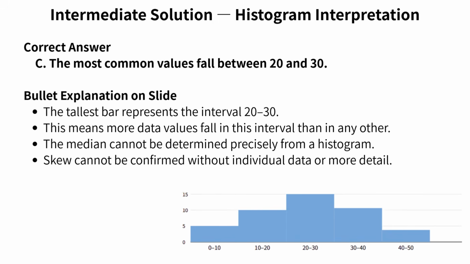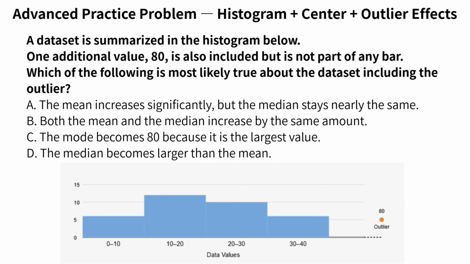Here is your advanced practice question. Study the histogram and consider how adding a single outlier affects the mean and the median. Pause the video now and work through your reasoning.